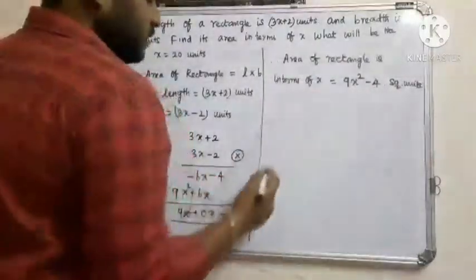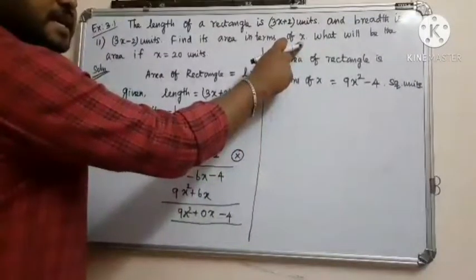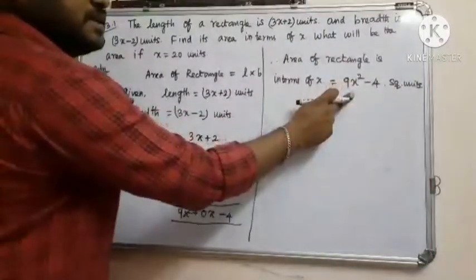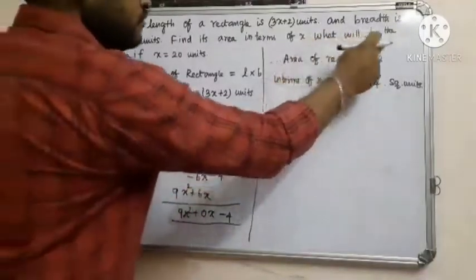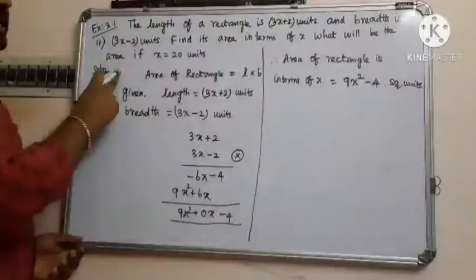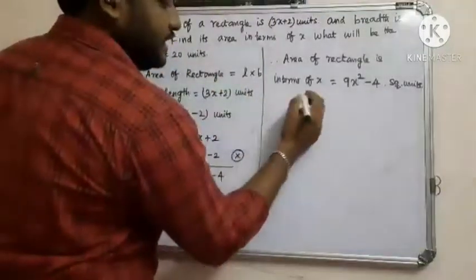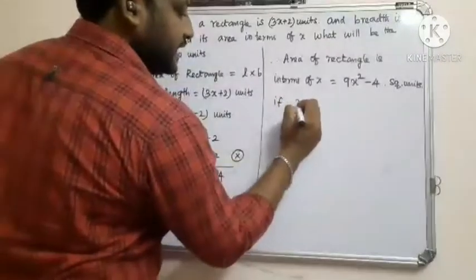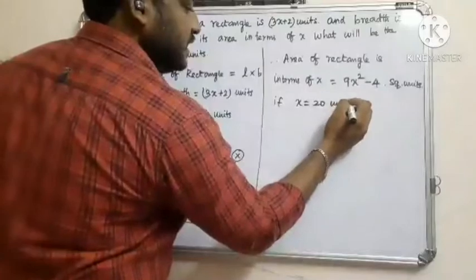Okay. So now we have to write the area in terms of x. So this is the rectangle area in terms of x, and also we have to find out what the area is if the value is given as x equal to 20 units. If x value is equal to 20 units, what is the area?